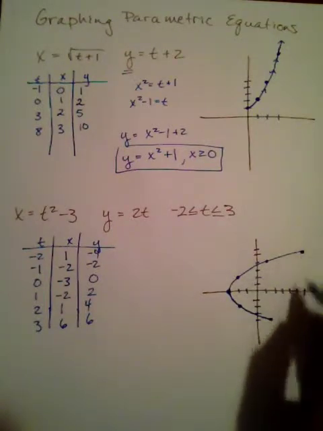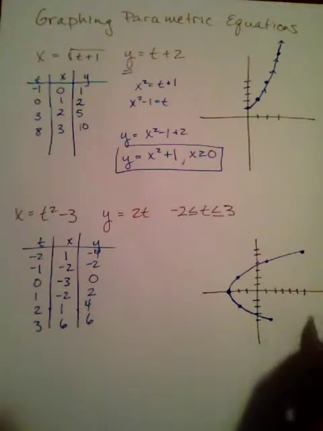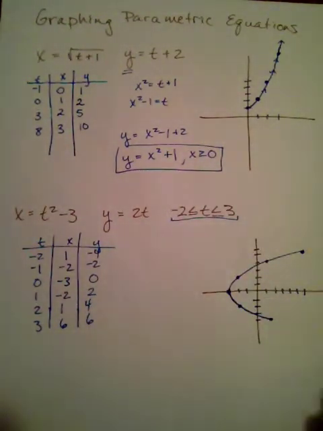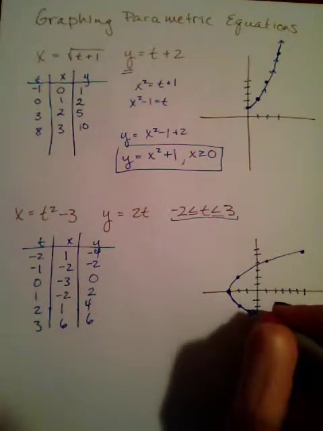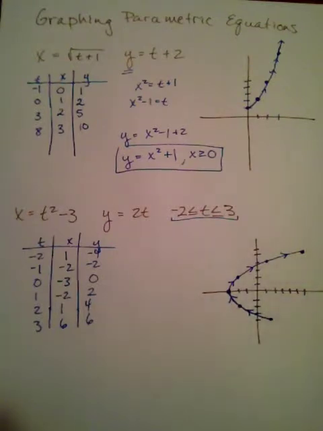I'm not going to put arrows on either end because the function does not continue out that way. We are restricted by these t values. So I am going to put directional arrows. I know that I was going in this direction as my t values increased.